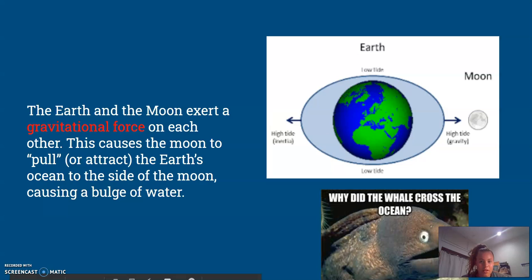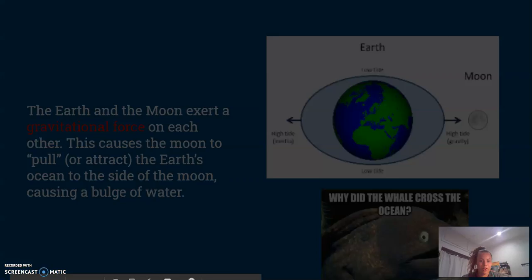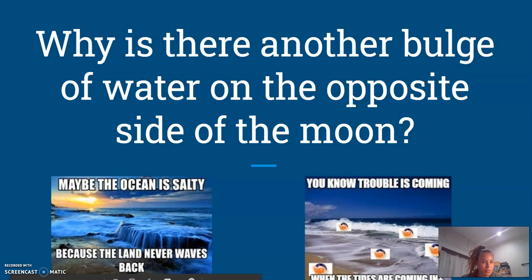So, the Earth and the moon exert a gravitational force on each other. This causes the moon to pull or attract the Earth's ocean to the side of the moon, causing a bulge of water. However, why is there another bulge of water on the opposite side of the moon?